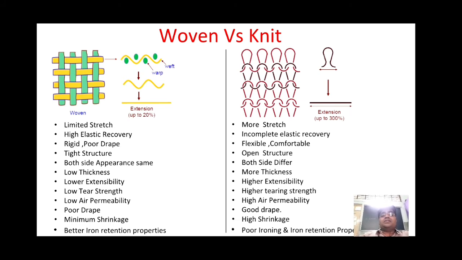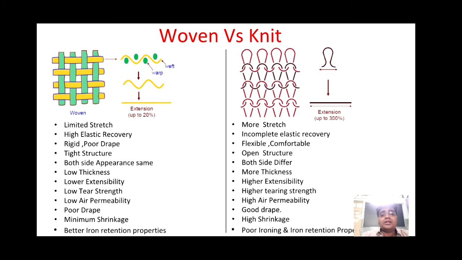So here, the very first important point, the very first differentiating point between the woven fabric and the knitted fabric, is that in the case of woven fabric there is a very limited stretch, whereas in the case of knitted fabric there is more stretch. Okay, that is fine about the stretch.